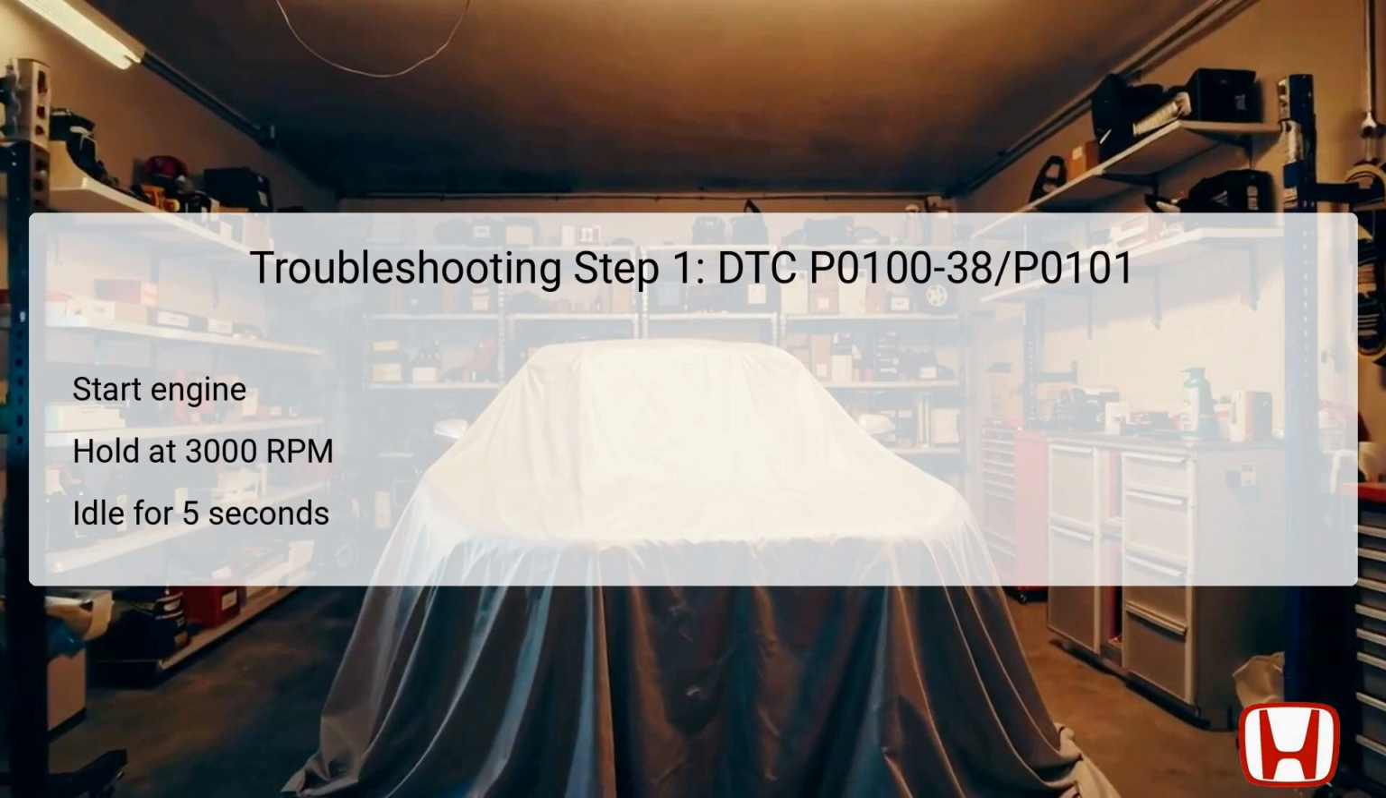After this, allow the vehicle to idle for a minimum of 5 seconds. This step helps to confirm whether the engine can maintain stable operating parameters. If the MAF sensor is functioning correctly, it should provide consistent readings throughout this test.